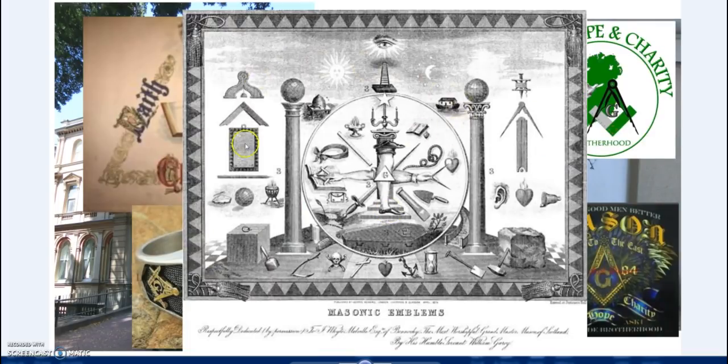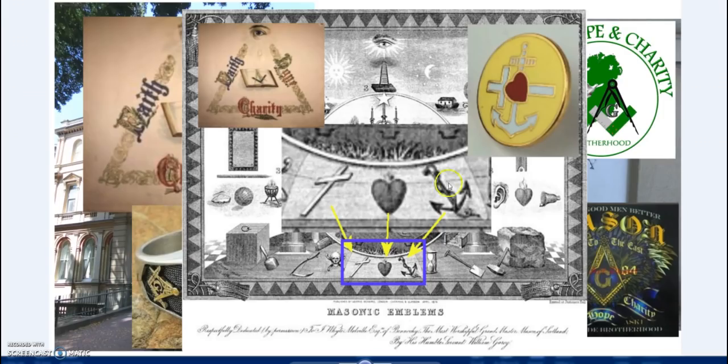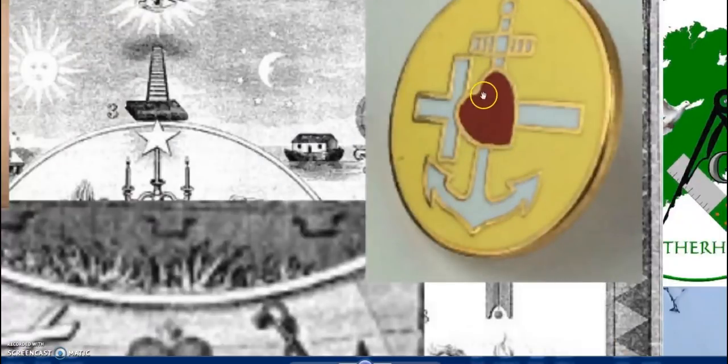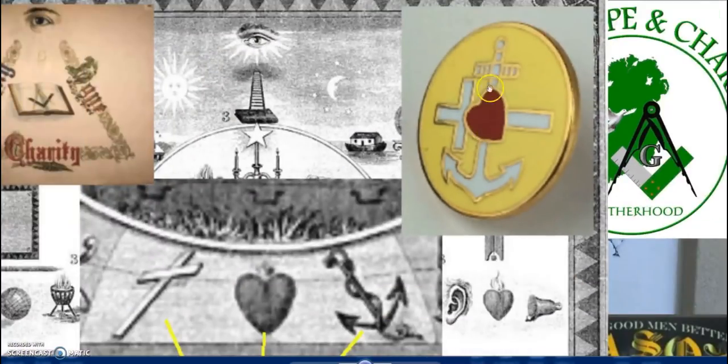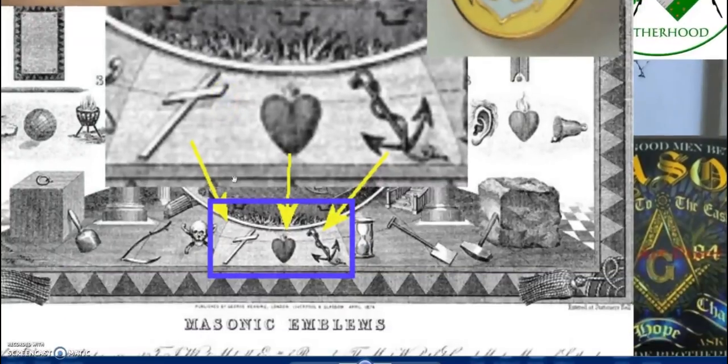For instance, this is another Masonic tracing board, and it doesn't say faith, hope, and charity, but that's where it is. Faith, charity, and hope, I think that's the way they go. Sorry, but there again. So this is a pin, a Mason's pin, faith, hope, and charity, the cross, the heart, and the anchor. And there we see the cross, the heart, and the anchor.